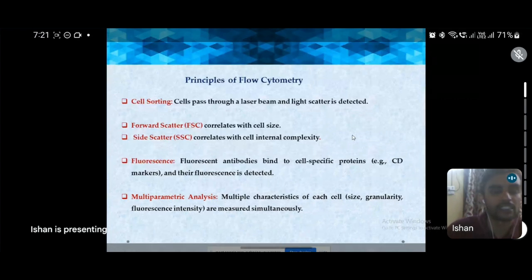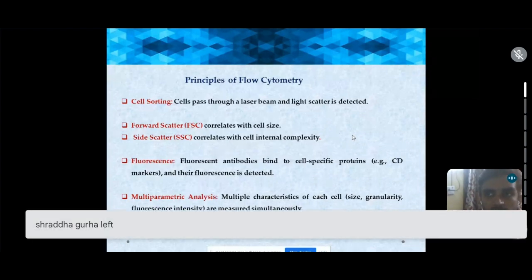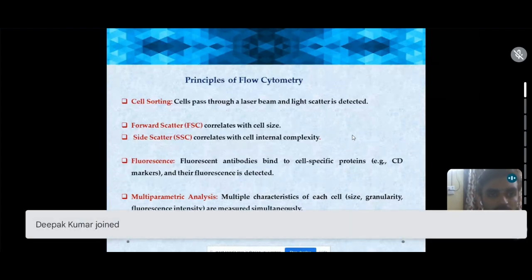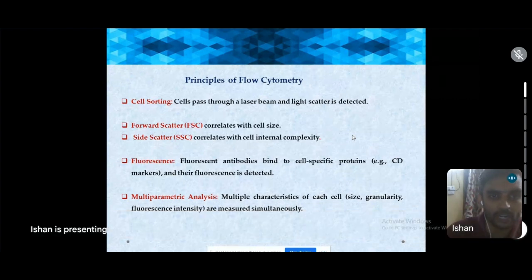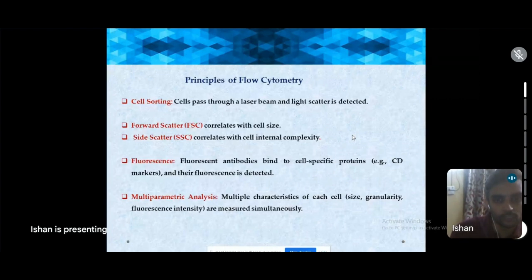As I initially told you, there are three major properties of the flow cytometer. One is detection, the other is cell sorting, and the third is cell counting. Now, if we go to the cell sorting part, the cell passes through a laser beam and light is scattered and detected. The forward scatter, as we told initially, is about the cell size. The side scatter is about the internal complexity, which kind of organelles are present inside the cell. What is the granularity of the cell?